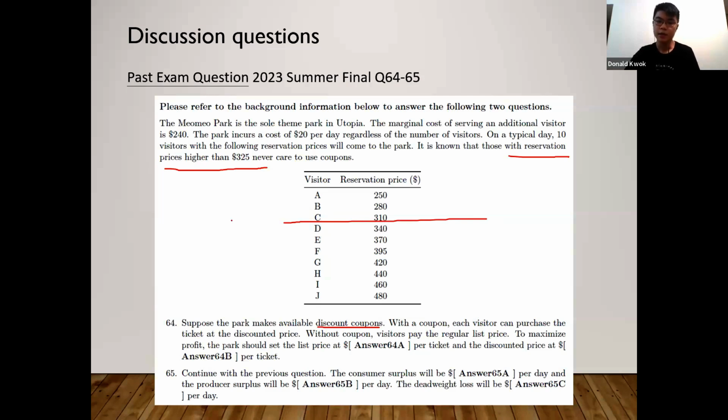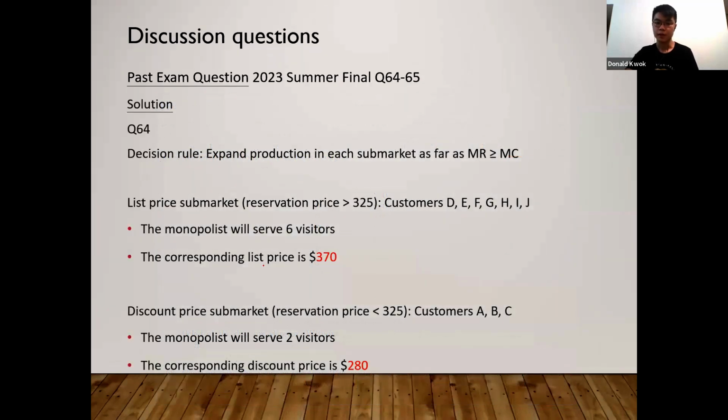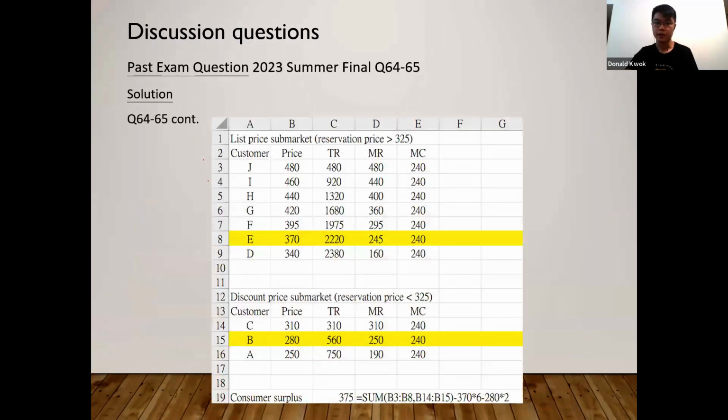All right, so how can you do that? This actually means implementing the 4 universal steps twice, once for each submarket, to solve this problem. Okay, let's take a look at my Excel screenshot here. For the list price submarket, we have customers D to J. And by the way, here I'm expressing the reservation price or the marginal benefit in descending order to align with the usual downward sloping demand curve.